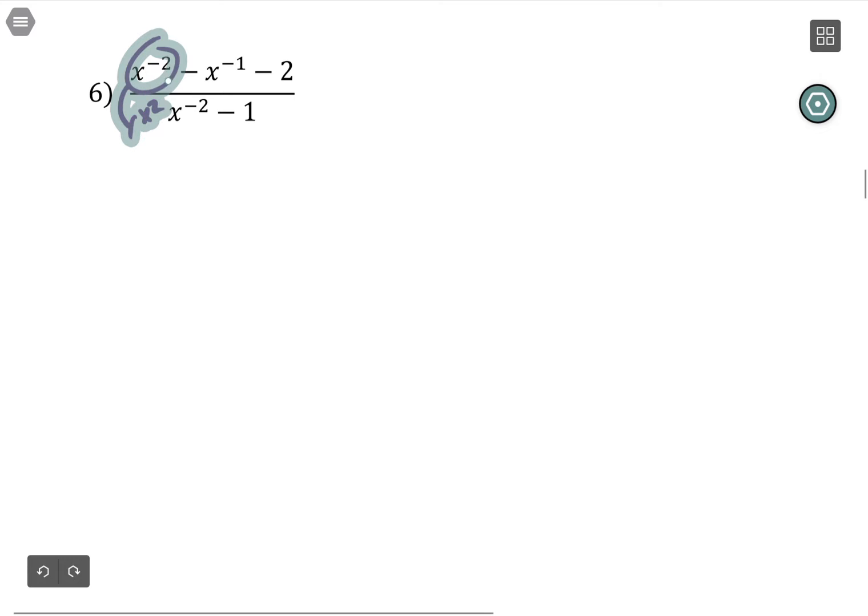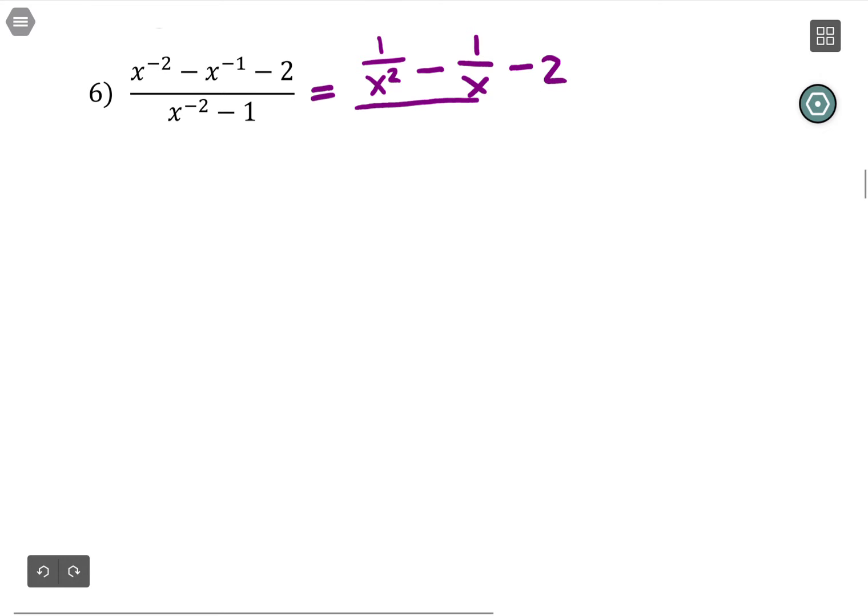The property says that x to the negative 2 is the same as 1 over x squared, and x to the negative 1 is the same as 1 over x. So if we use that, we can go like this.